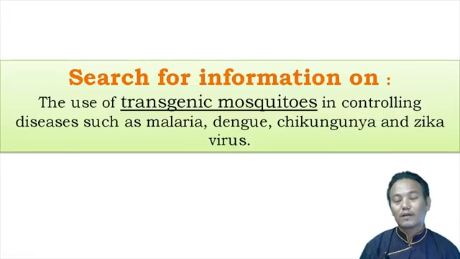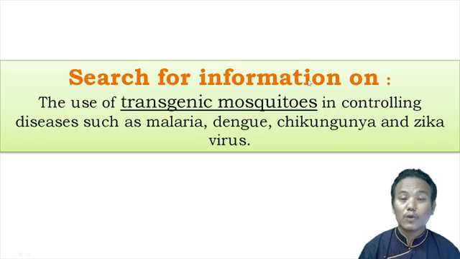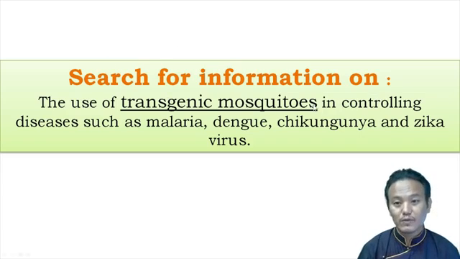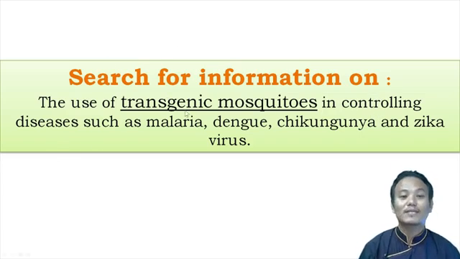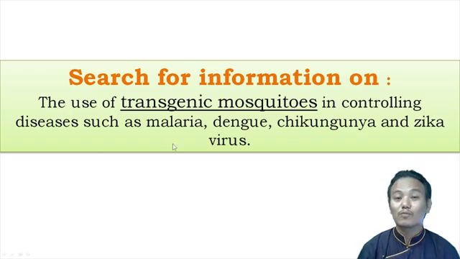So before we start our discussions on the ethical issues of biotechnology, I want you to search for information on the use of transgenic mosquitoes in controlling diseases such as malaria, dengue, chikungunya, and Zika virus. Right. I want you to Google for some information on the use of transgenic mosquitoes, how we can use transgenic mosquitoes in controlling these human diseases.